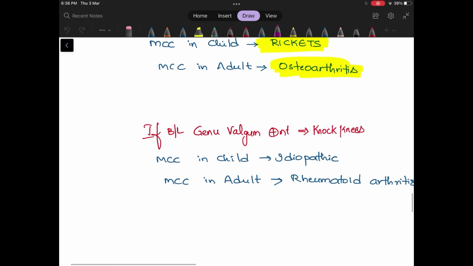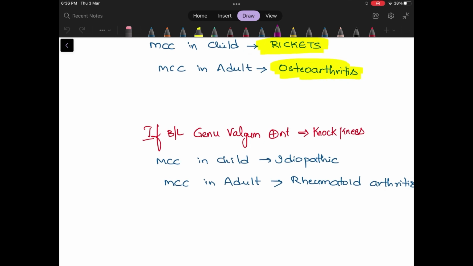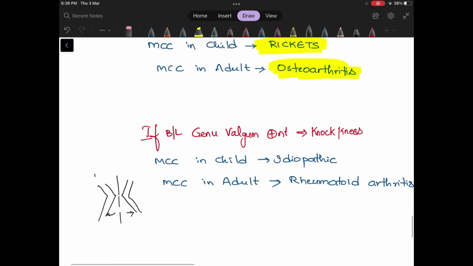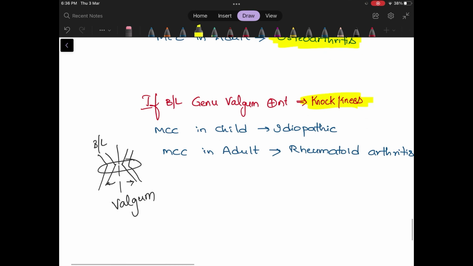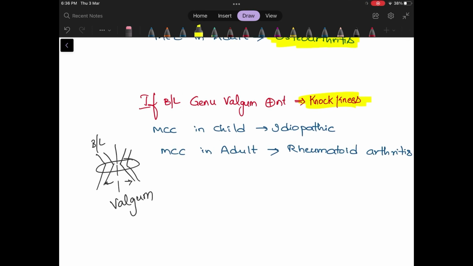Okay, now what is bilateral Genu valgum? Valgum, as we have known, means lateral deviation of the leg. Here see, from the midline it is moving away. This is the valgum condition. If the bilateral condition is present, it causes the knees to be in valgum position. This is also known as knock knees. You can see as if both knees are attaching, coming closer, so it is known as knock knees. Usually in a child we don't know the exact cause, it is idiopathic. But in adults you have to think about rheumatoid arthritis.